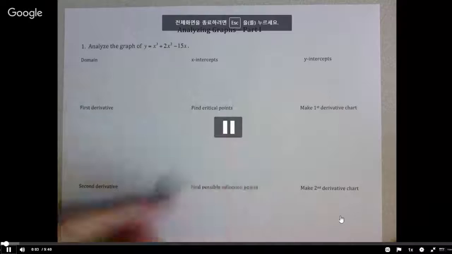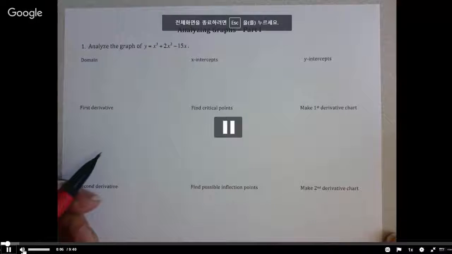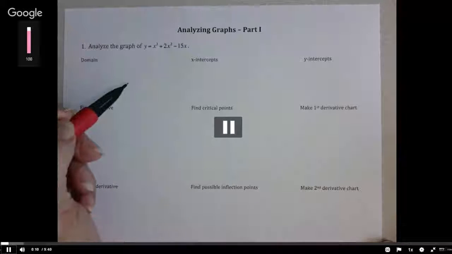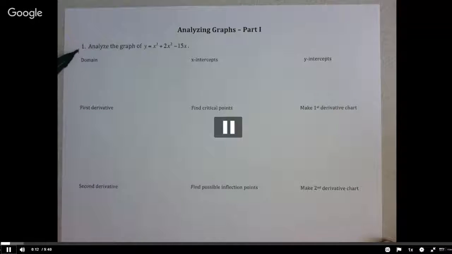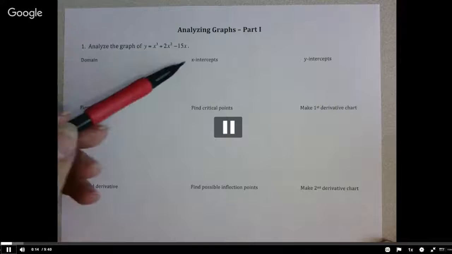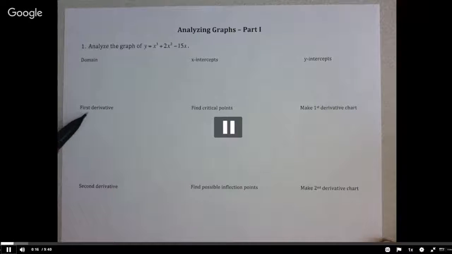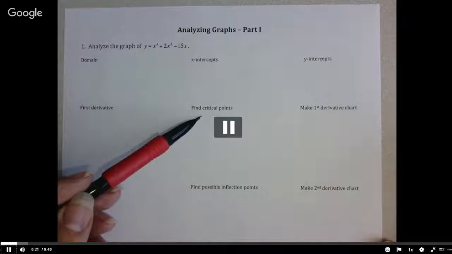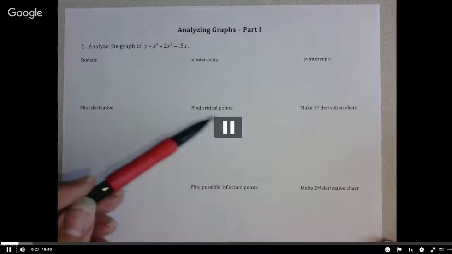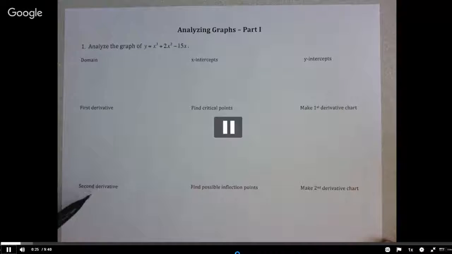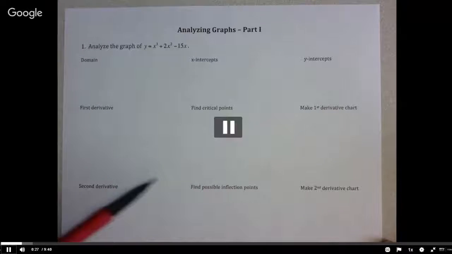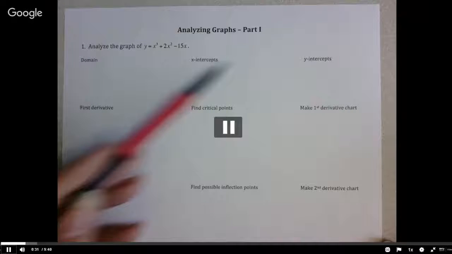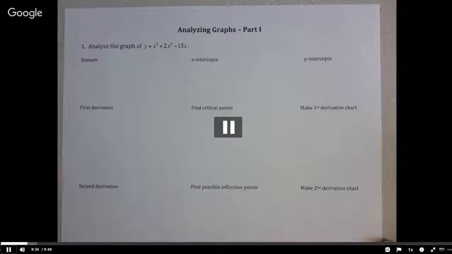All right, let's put everything we've learned about derivatives together to analyze the graph of x cubed plus 2x squared minus 15x. In order to do that, I need to know the domain, x and y intercepts perhaps. I certainly need to know the first derivative and the critical points so that I can figure out where the graph is increasing and decreasing, if I have any maxes or mins. And I need the second derivative to help me find possible inflection points and concavity. Then we're going to put all that information together on a graph.